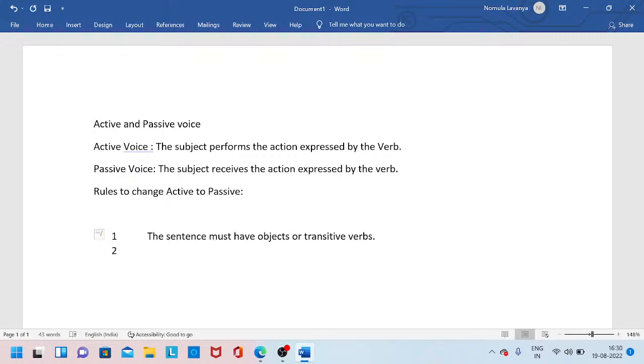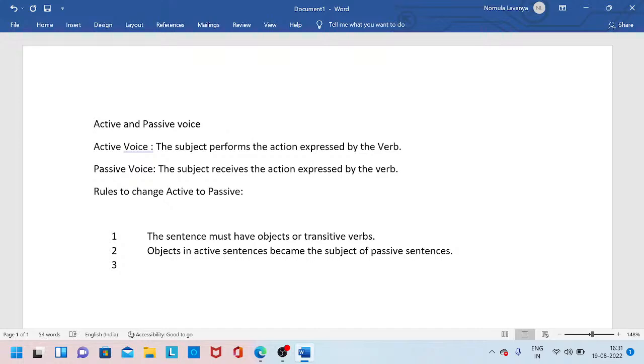Our second rule is that the object in the active sentence becomes the subject of the passive sentence. Whatever the object in the sentence is, that object in the active sentence becomes the subject of the passive sentence. So this is rule 2.